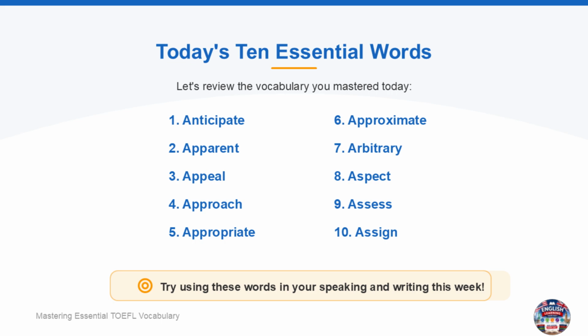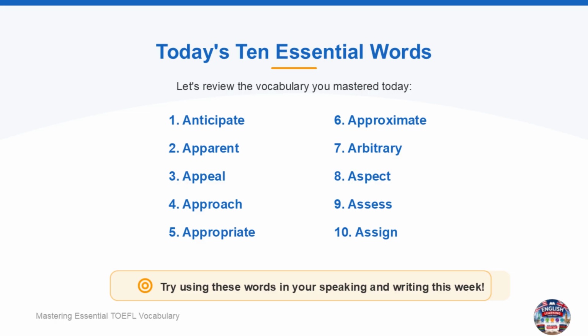Ready? Anticipate. To expect something before it happens. Excellent. Apparent. Easy to notice or understand. Appeal. To attract or interest someone. Approach. A method or way of dealing with something. Appropriate. Suitable for a particular purpose or situation. Approximate. Close to the exact amount, but not completely exact.